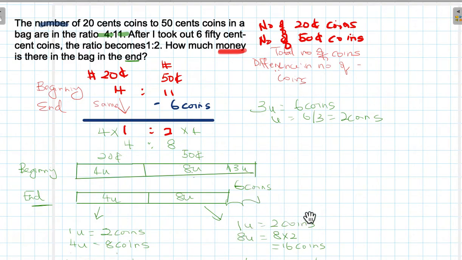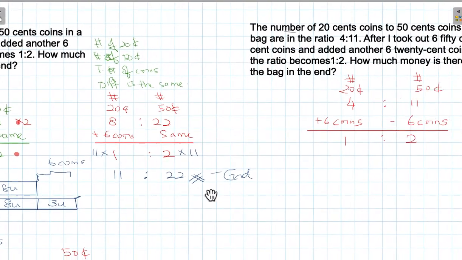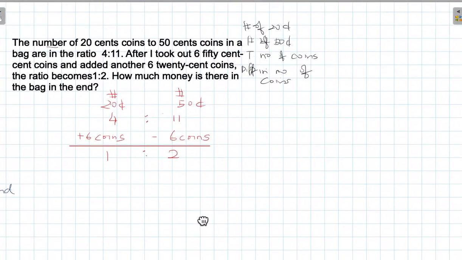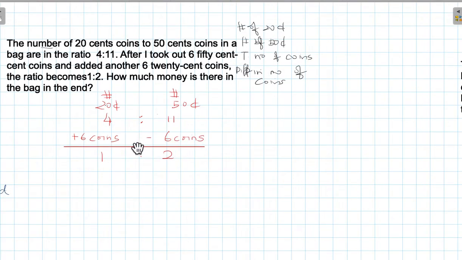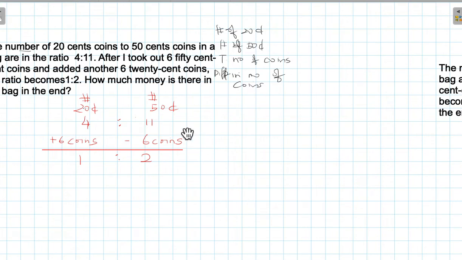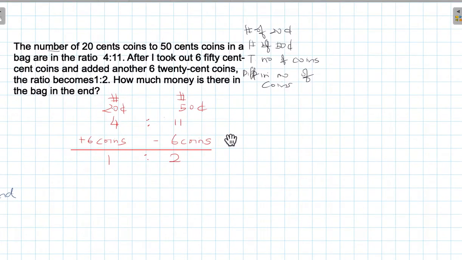Okay, but over here is different already. I add in 6 coins, I minus away 6 coins. So that means I cannot use the same method that I used in my first and second question, right? Correct or not? What I can do is, that's what I'm asking here.